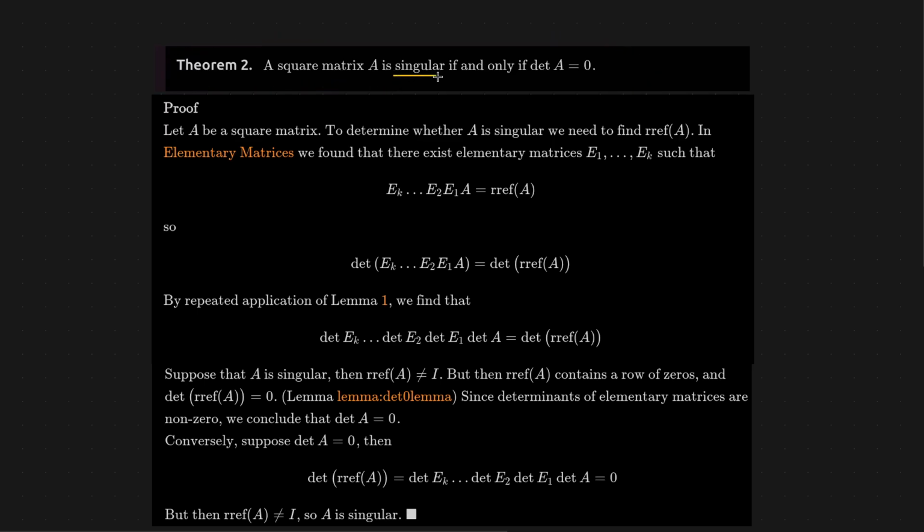So first off, remember singular is just another way to say not invertible. Okay, so a square matrix is singular, or not invertible, if and only if the determinant of the matrix is 0. So you can find out if a matrix is invertible or not just by taking its determinant.